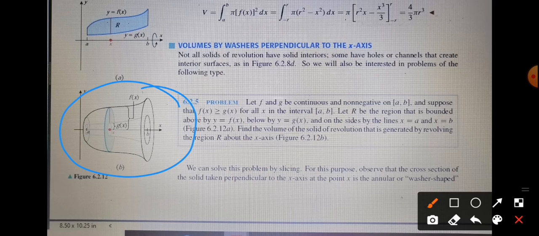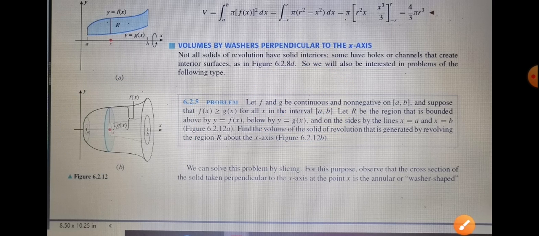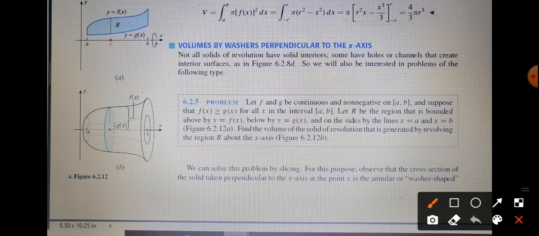So in such cases, when we cut or slice the figure, we will get a washer like this. This is not a solid plane or a circle, this is basically a washer. And in such cases, how can we find the radius? Because the area will be pi r square, and the radius is generated by the difference of the two functions. Here you can see the required radius. The total length is f of x, and this length is g of x. So f of x minus g of x will provide us the required length.